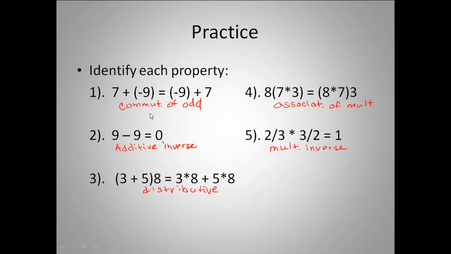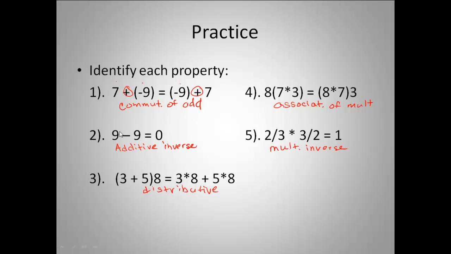Okay, the first one is the commutative property of addition. I went from home to work and then work to home. And the reason we put down of addition is because it was using addition. If this had been a multiplication problem, it would say the commutative property of multiplication.